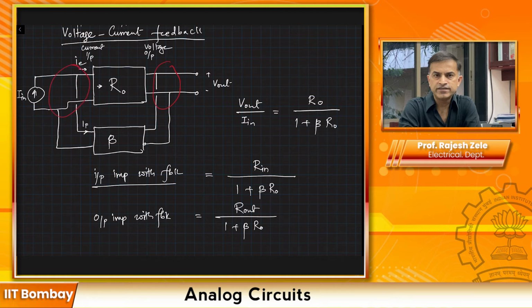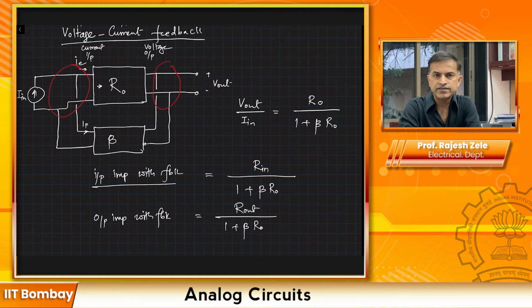Similarly, at the input also you see that there is a current being summed in, so it's a parallel connection, if you will. So whenever you see a parallel connection, then that particular input impedance will reduce by 1 plus beta times A or whatever parameter. All right.